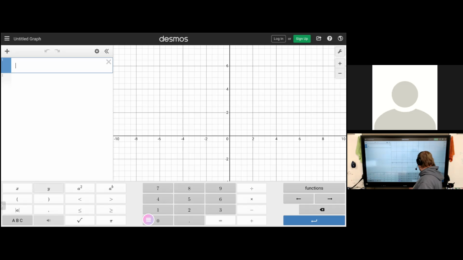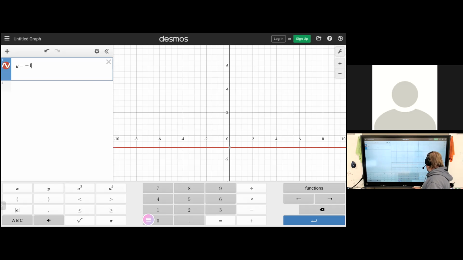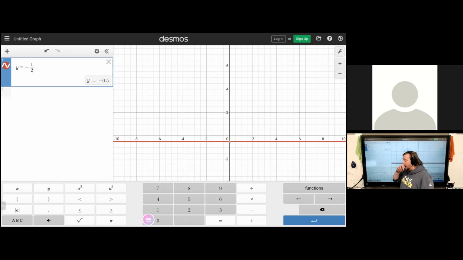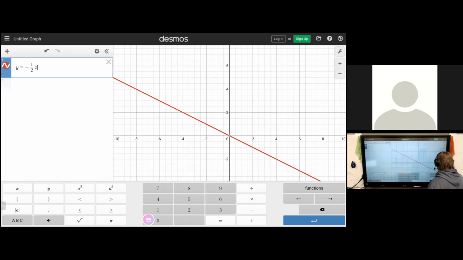Y equals, now the negative sign here is the same as the subtraction, which is different than a calculator. I know that. -half. So I'm going to type it like this: -1 divided by 2. You'll notice that I've got -half now, but you can see my cursor's in the denominator. I want to get out of that. What I'm going to do is hit the right arrow over there underneath functions, and you'll notice how it moves away. I want -half x plus 3.